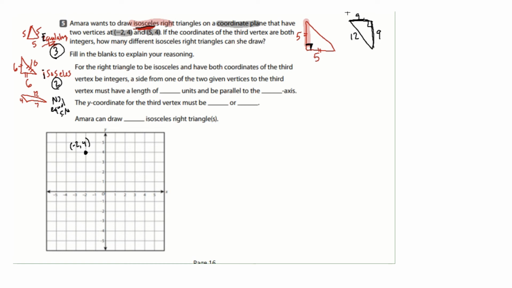And then I'm going to graph my other vertex, which is 5, 4. So I'm going to start at the origin 0, 0. I'm going to go to the right 5 units, and then I'm going to go up 4 units, and this is in quadrant 1. I'm going to graph that point, 5, 4.